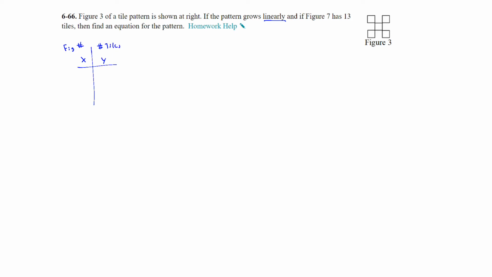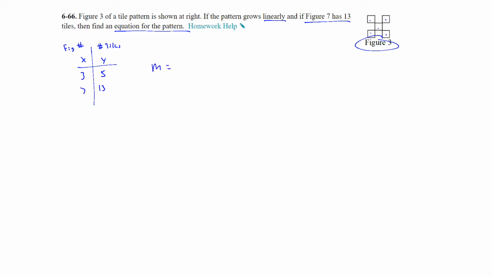So it tells us right here, figure 3, I don't have to write it down there, but figure 3 has how many tiles? 1, 2, 3, 4, 5. So it has 5 tiles, and then it goes on to tell you figure 7 has 13. So if it's linear, then we should be able to find the growth rate by finding the slope, and then we can also find the initial figure 0, so we know how to write the equation for the pattern. So let's go ahead and do that.